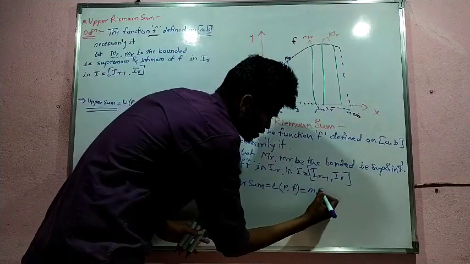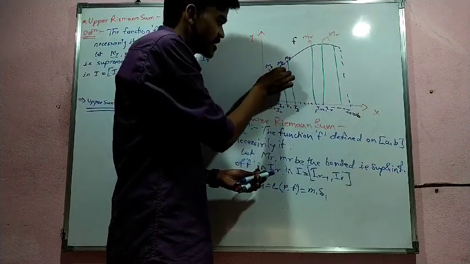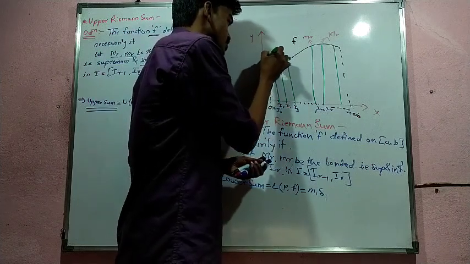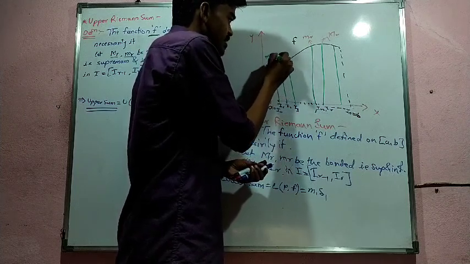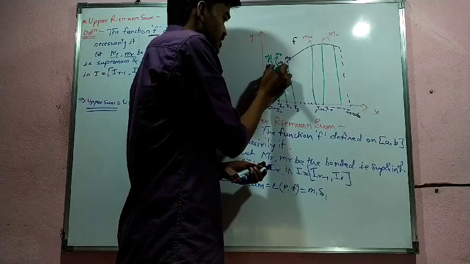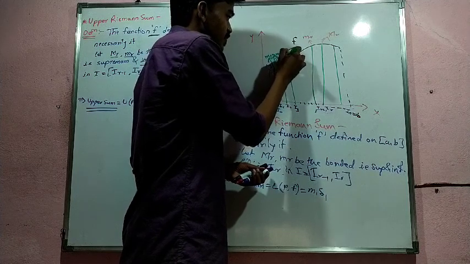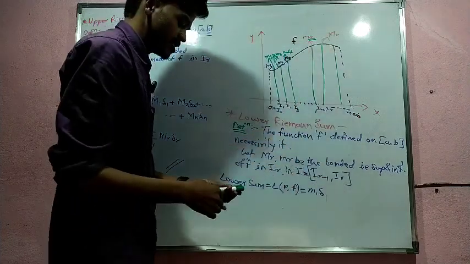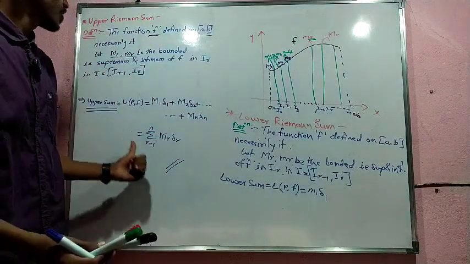small m1 delta 1. That means we take the first interval's infimum, the second interval's infimum. Here it is small m1. In between this interval, again this is our small m2. In this interval this is our small m3, and in this one small m4, and so on. Here it is our small mr. Like this we take all the infimums of these subintervals, so we will get the lower Riemann sum.